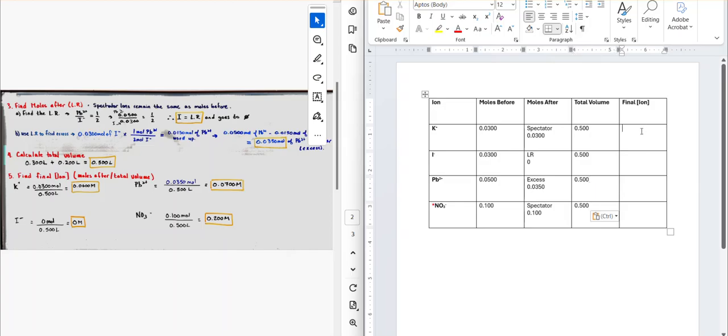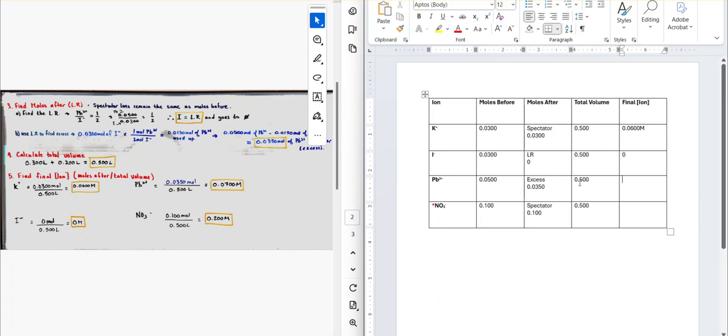And for my final ion concentration, what I'm going to do is take my moles after. It's always moles after divided by my total volume. So in this case, I'm going to take 0.03 divided by 0.5, so 0.0600 molar. And then I'm going to take 0 divided by anything, that's 0.